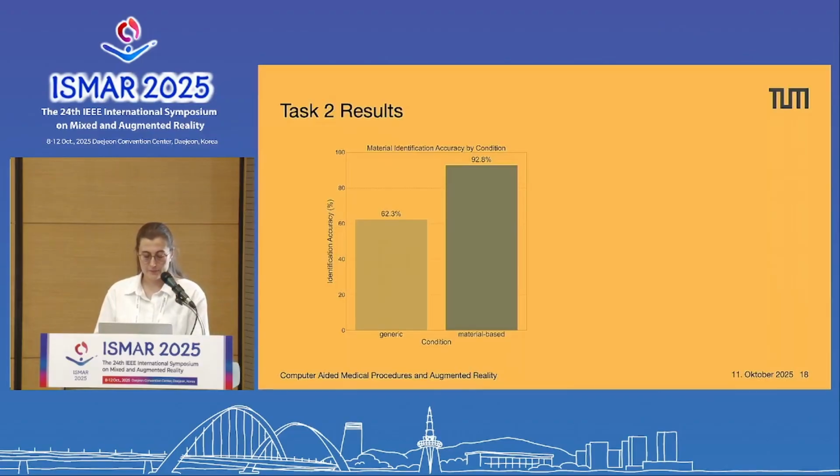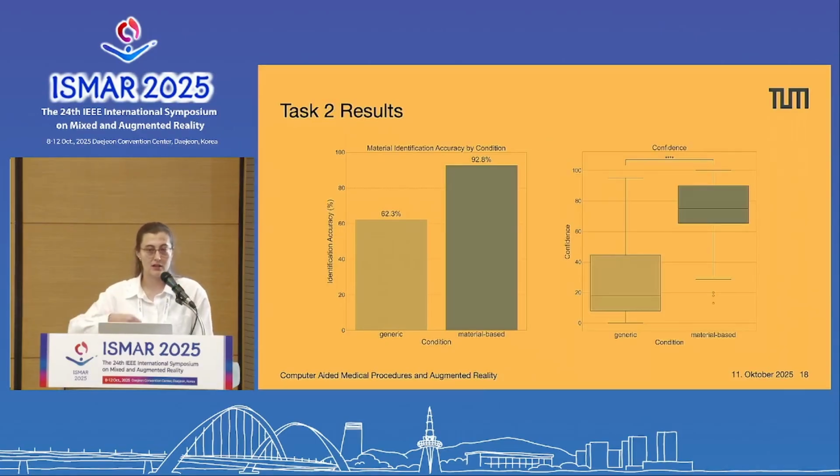And so now we could see that, of course, the material identification accuracy was much higher when they had these congruent sounds. And we also saw that their confidence in correctly identifying what they were interacting with was also much higher, which kind of means they had a better understanding of the materials that they were interacting with through the help of the virtual objects.